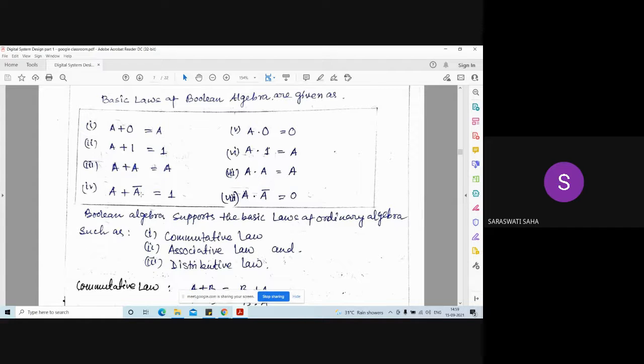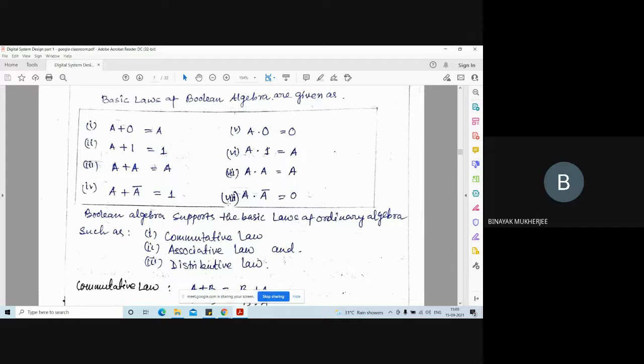Similarly, here A plus A give us A, A dot A give us A. A plus A bar. What will be the result? At any instant, if A is 0, A bar will be 1. Right? 0 plus 1, then what will be the output? 1. So, check, if A is 1, then A bar will be 0. So, 1 plus 0 give us 1.